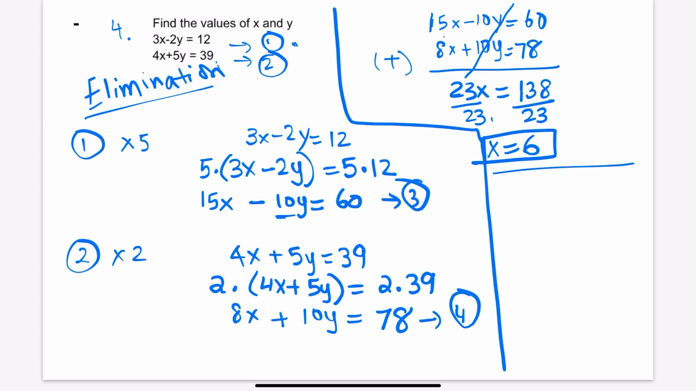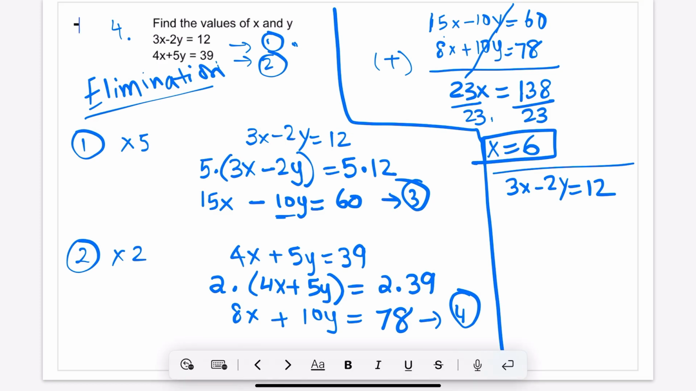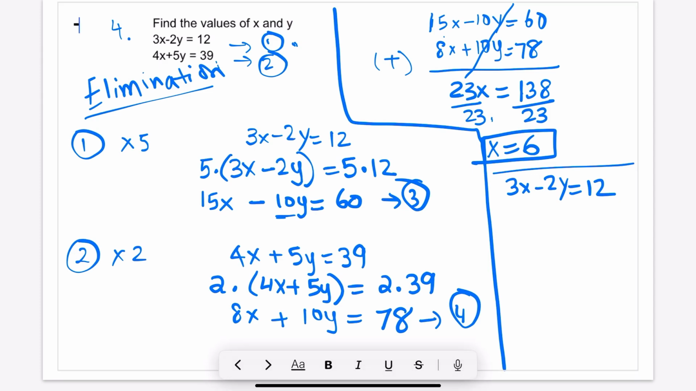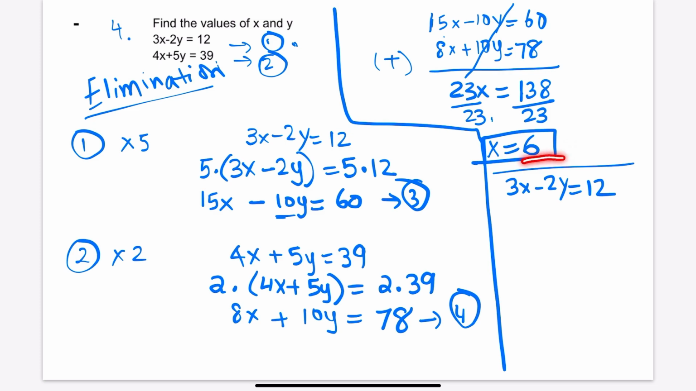Let's pick one. One has it as 3x minus 2y is 12. By the way, you can pick 1, 2, 3 or 4, it doesn't matter. I'm picking 1 here. This is equation 1 as you see here, I just rewrote that here. So we just determined x as 6. I'm just going to plug in the value of x as 6 here and find y.